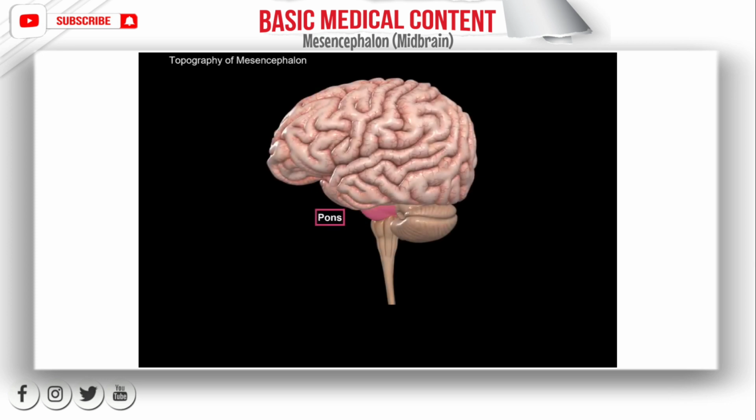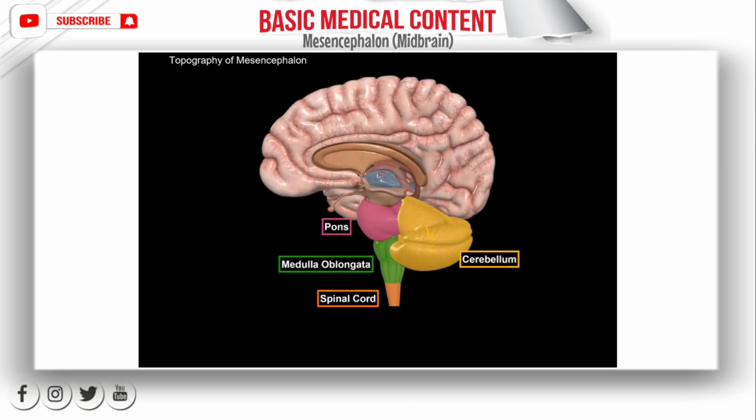From this view, we can locate the pons, the medulla, the cerebellum, and the spinal cord. Now if we remove a part of the cerebral cortex, you'll be able to see the rest of the brainstem, which is the mesencephalon, or the midbrain. As you see from this picture, the midbrain is located above the pons, in front of the cerebellum, and below the diencephalon. Now, externally, your midbrain has two surfaces.